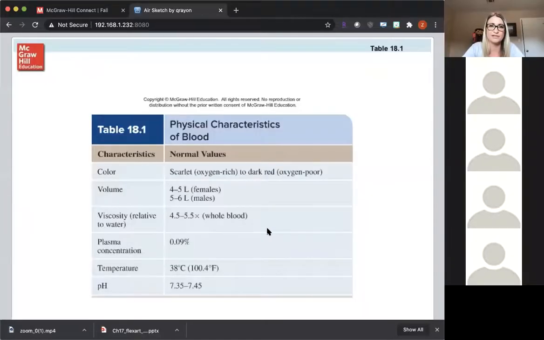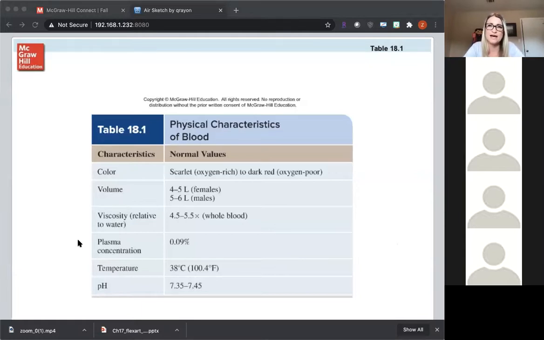Let's talk a little bit about the characteristics, and this is where the table comes in handy. Let's look at this table here. The color of the blood is red. Blood is not blue. Oxygen-rich blood is going to be bright red. Oxygen-poor blood is going to be dark red.